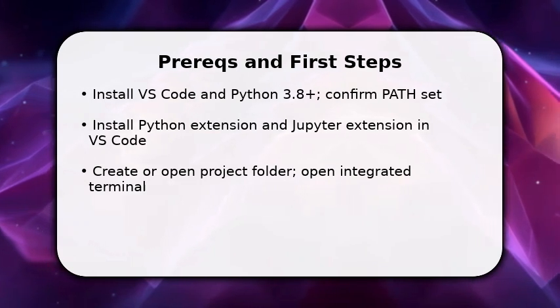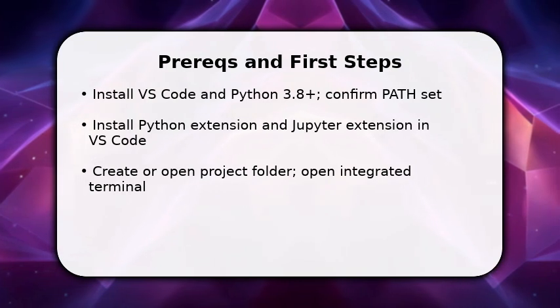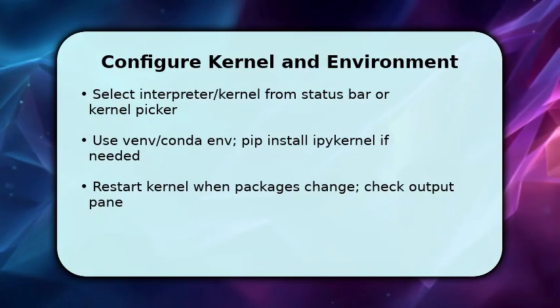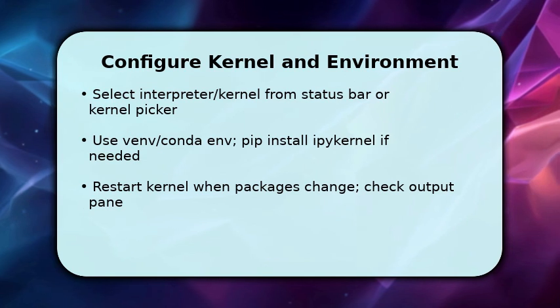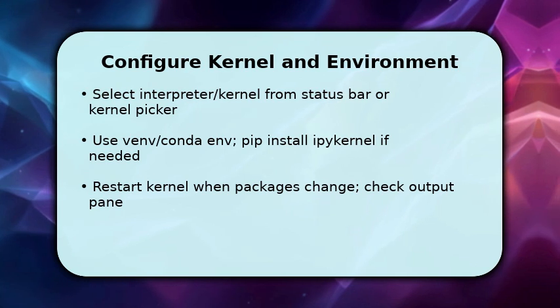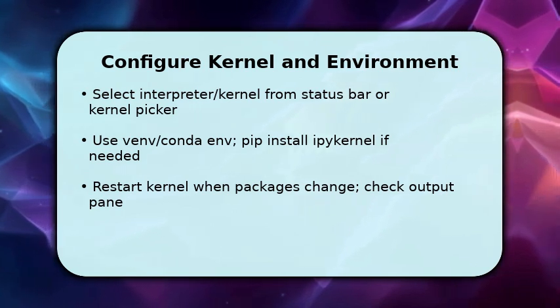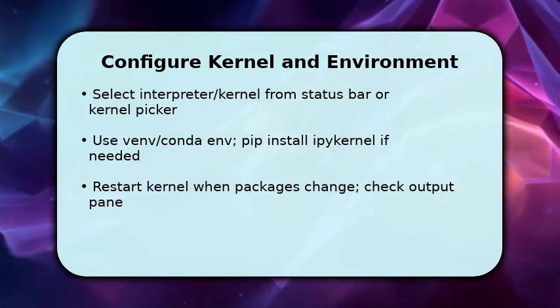Then create a new IPYNB file or open an existing notebook to begin executing cells immediately. Next, pick the correct kernel. Click the kernel selector in the top right of the notebook and choose your interpreter or environment. If your environment lacks ipykernel, install it with pip install ipykernel and register it as a kernel. This lets the notebook run in that env.